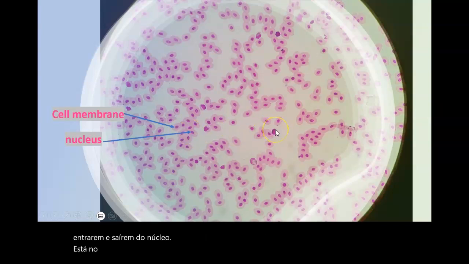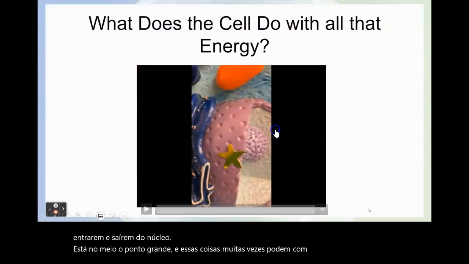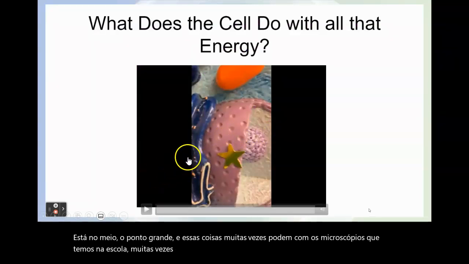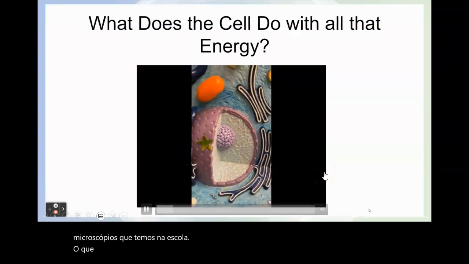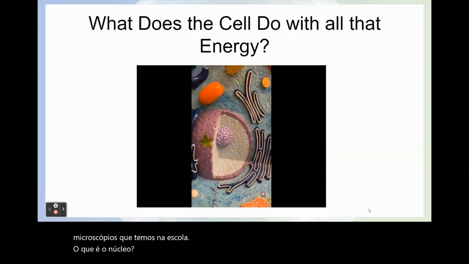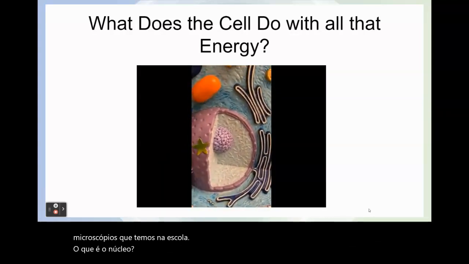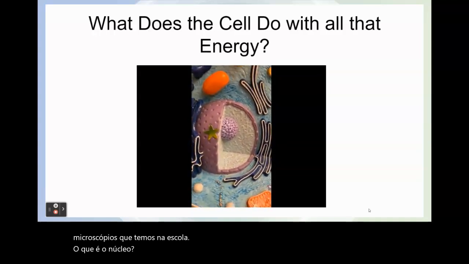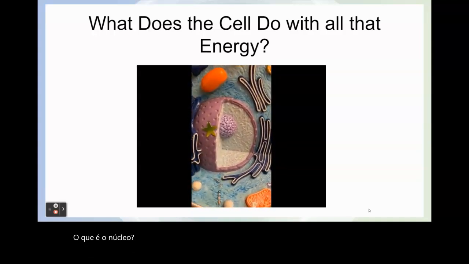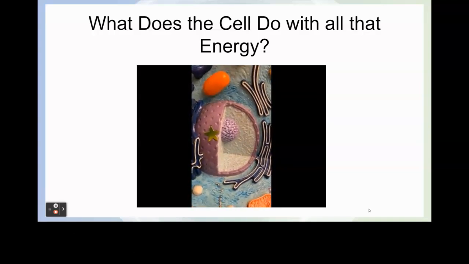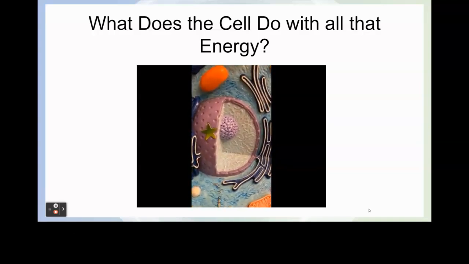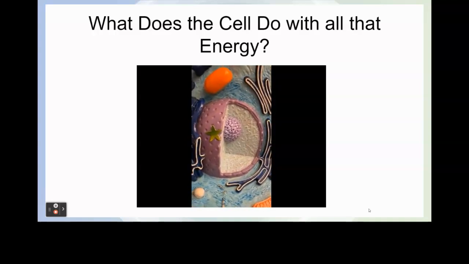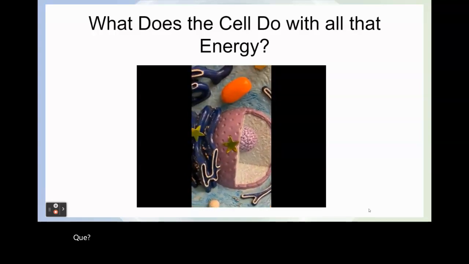And these things can often, with the microscopes we have in school, be found. What is the nucleus? Here is the star of the cell. The star is the energy, but this big purple dot is the nucleus. This is like the brain of the cell. This tells the cell what to do. So that is the nucleus.